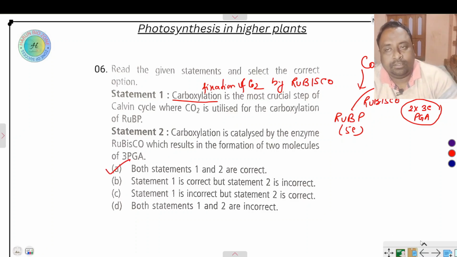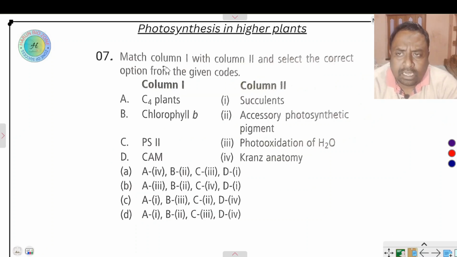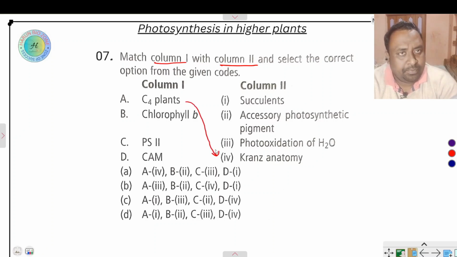Next question, match column 1 with column 2 and select the correct option from the given codes. Column 1, C4 plant. C4 plants show Kranz anatomy, where the vascular bundle is surrounded by a bundle sheath cell.